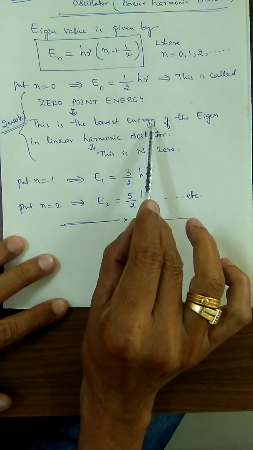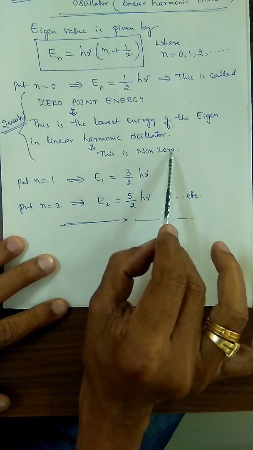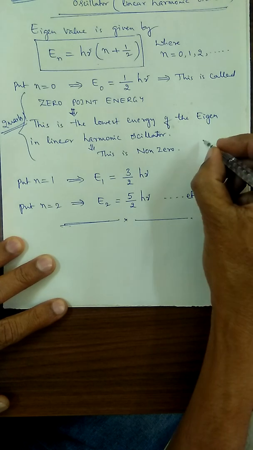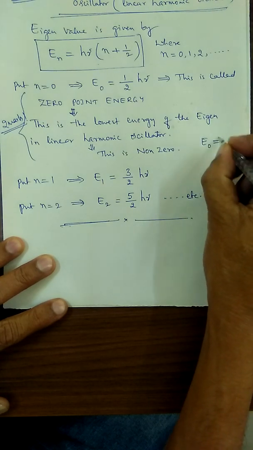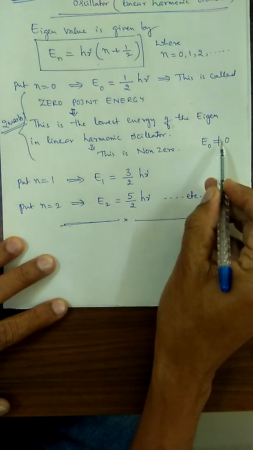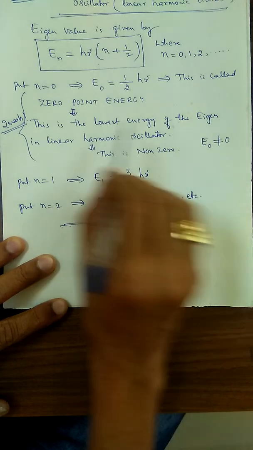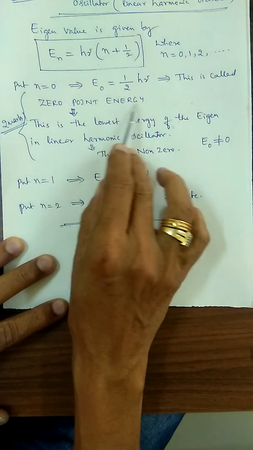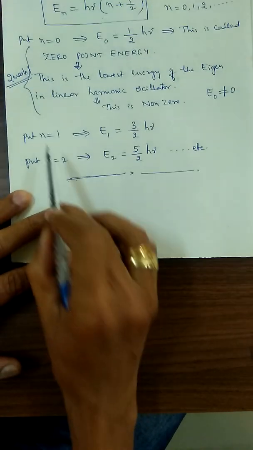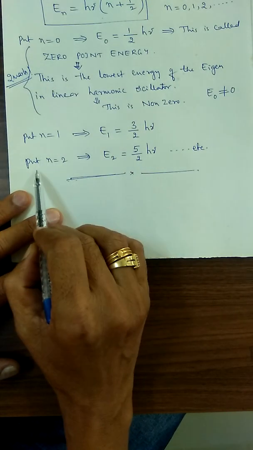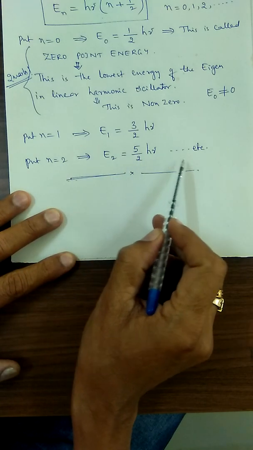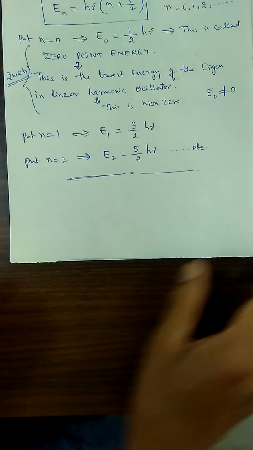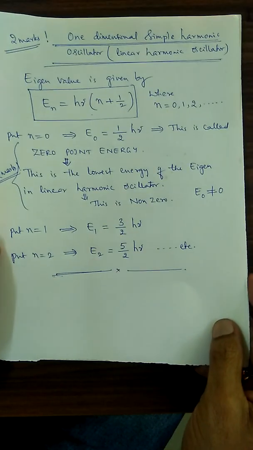Lowest energy in the linear harmonic oscillator, which is not equal to 0. So E0 is not equal to 0. The lowest energy is not 0. It is something else, that is h nu divided by 2. That is called the 0 point energy. If you put n is equal to 1, you will get 3 by 2 h nu. N is equal to 2, 5 by 2 h nu you are going to get, etc. Different energy levels you are going to get. That's all you have to learn. Okay.